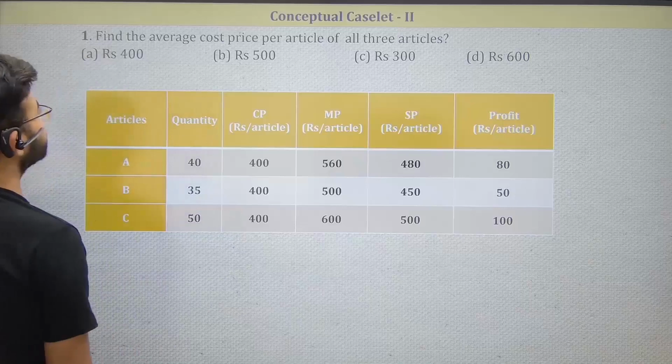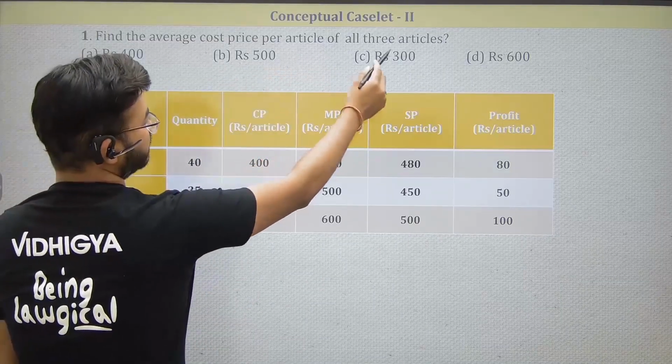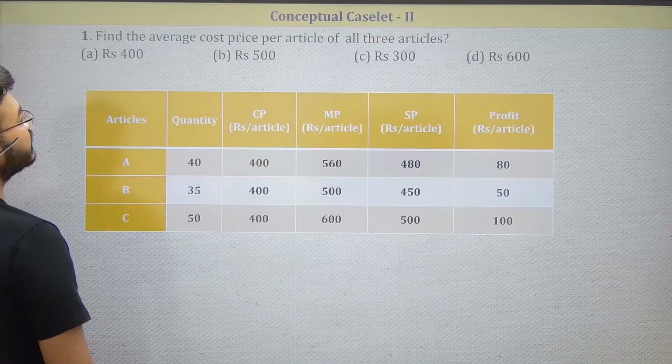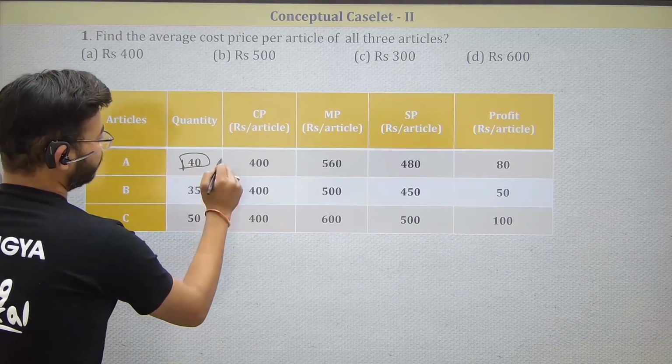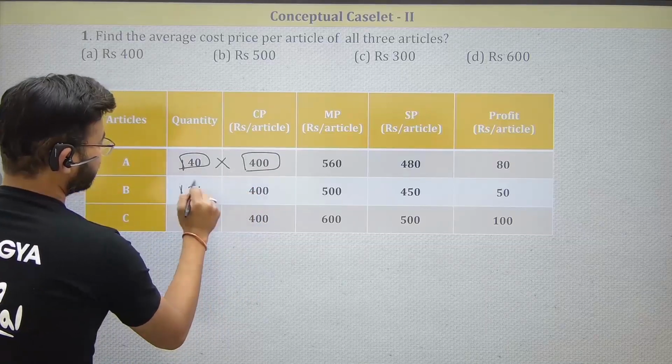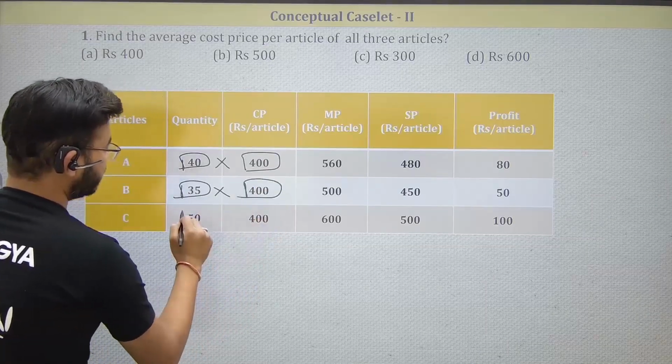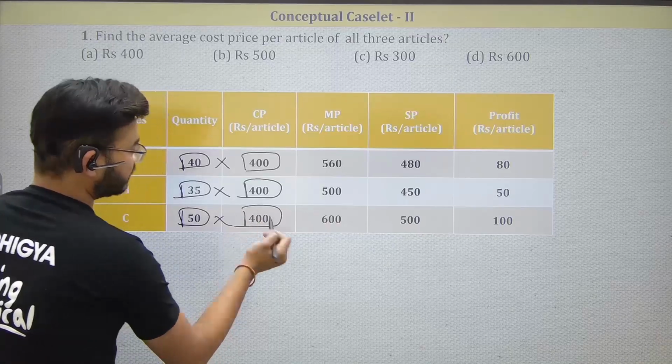Let's try to solve the questions. Find the average cost price per article for all three articles. We need to find the average cost price per article. Simply multiply 40 with 400, 35 with 400, 50 with 400, you get the total cost price.